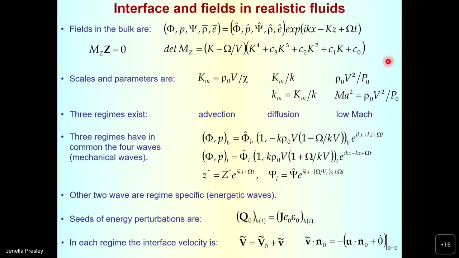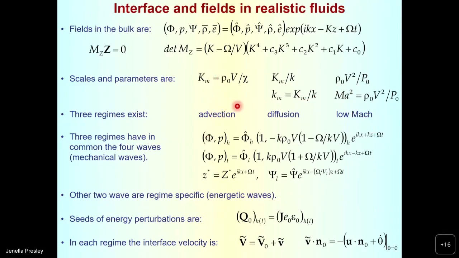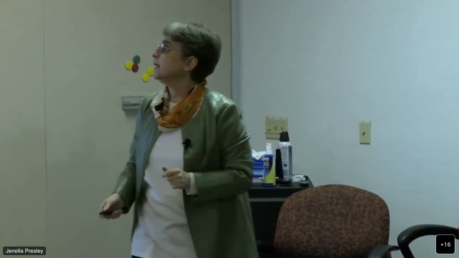I call this regime low Mach deliberately, essentially. Maybe there might be a better title for it. But advection and diffusion are actually standardly defined. What is important is that even though we have these complicated structures, we have our 5-variable flow field, right? These 3 regimes have in common 4 mechanical waves, which are exactly the same waves as they were for the conservative dynamics in ideal fluids.